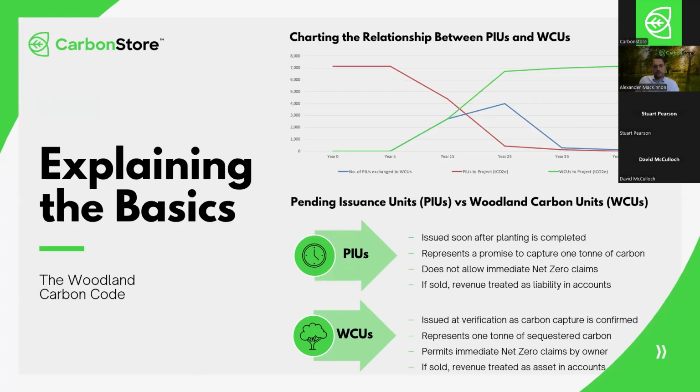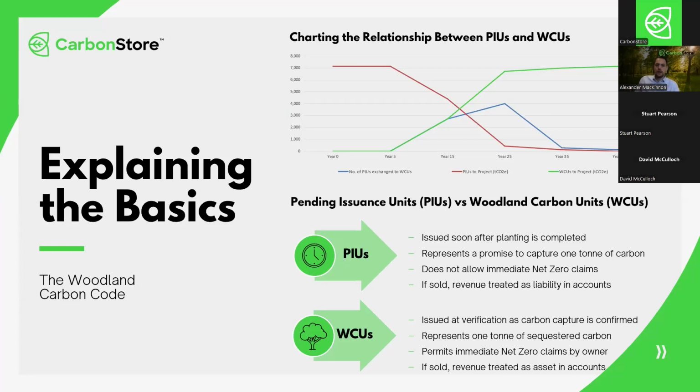As part of this quick recap, I'll also outline the main characteristics of the PIUs and WCUs, which I mentioned earlier. A PIU is a legally recognised and saleable carbon unit. However, being issued soon after planting, it represents only a promise to capture 1 tonne of carbon. Thus, the seller of a PIU undertakes certain commitments, and if those obligations are unfulfilled, the seller incurs certain liabilities. As a result, accountants would treat the sale of a PIU as incurring a liability. That liability is converted into an asset once the PIU becomes a woodland carbon unit, or WCU.